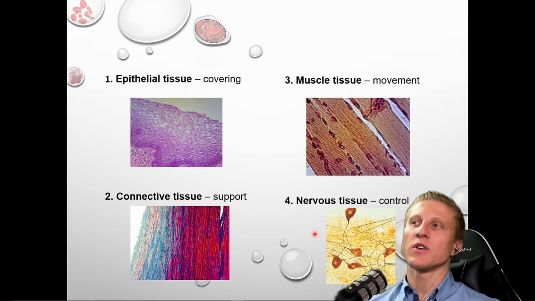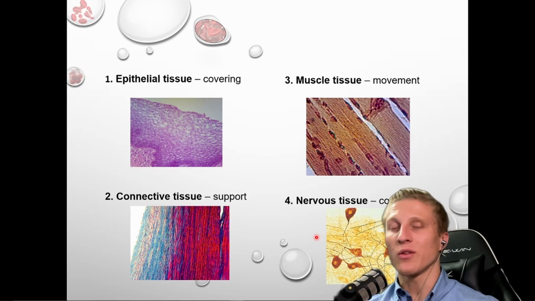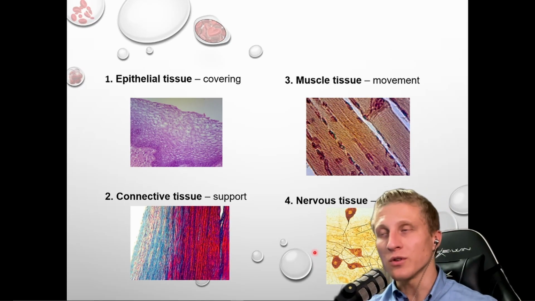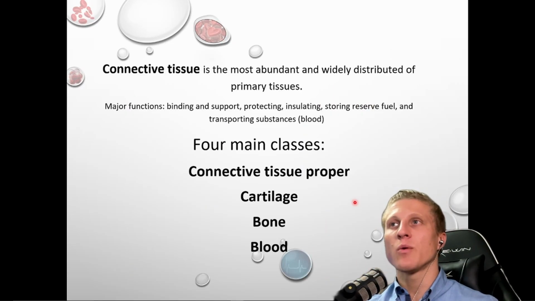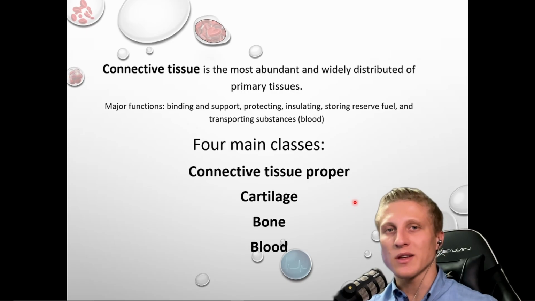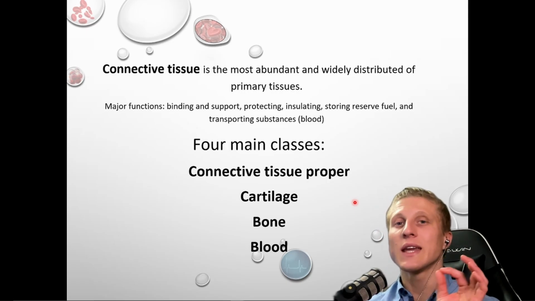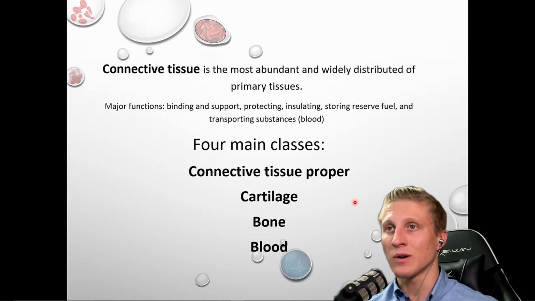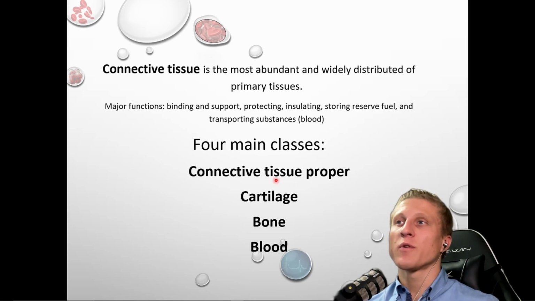Then lastly, we have nervous tissue. We're not going to talk too much about that, although nervous tissue is cool. Maybe in a future lecture we will. All right, but now we're going to focus in on connective tissue because blood is a type of connective tissue. Now within connective tissue, we have four main classes of tissue to talk about. Sorry, I'm going to say that word a lot today. We have four main categories.